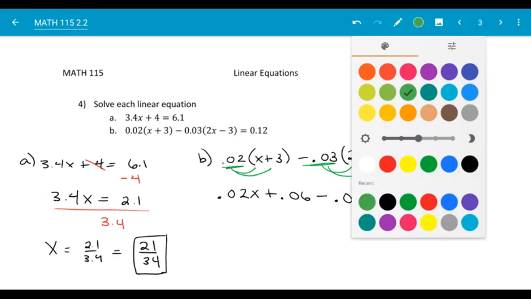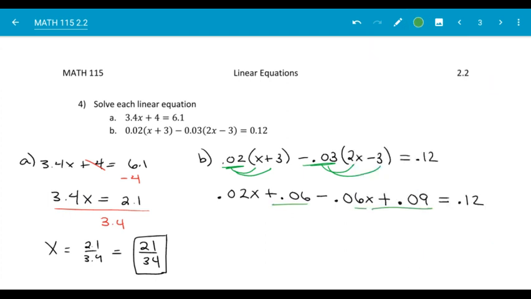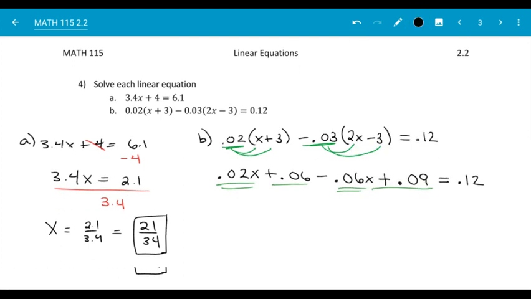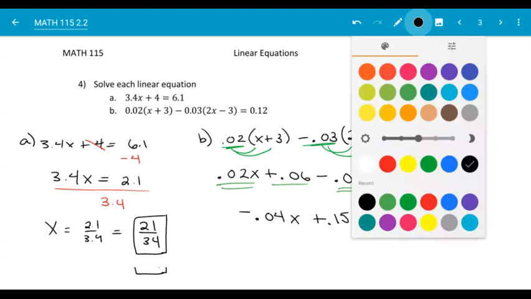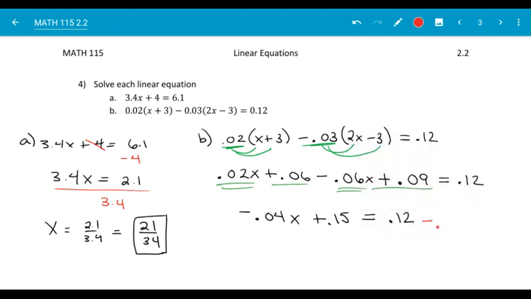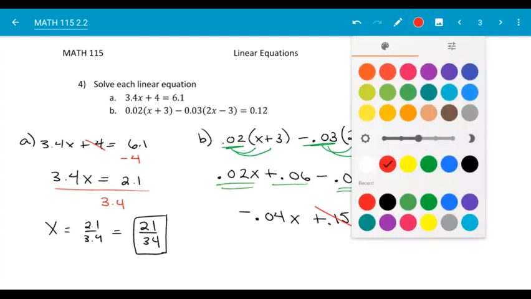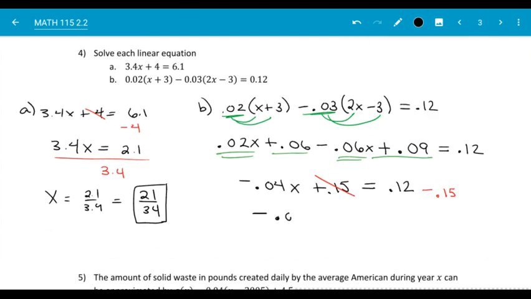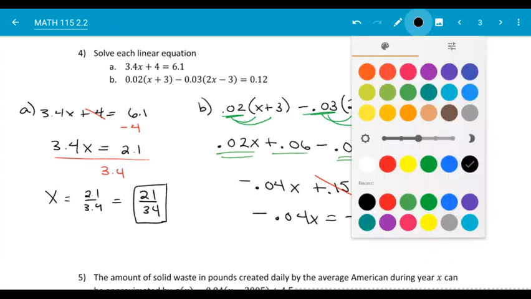So then if we think about like terms, we can combine up our x's and our constants here. So if I have 0.02 minus 0.06, that would put me at negative 0.04x. 0.06 plus 0.09 would be a positive 0.15 equals 0.12. So then we can subtract that 0.15 from both sides, which would say negative 0.04x equals negative 0.03.